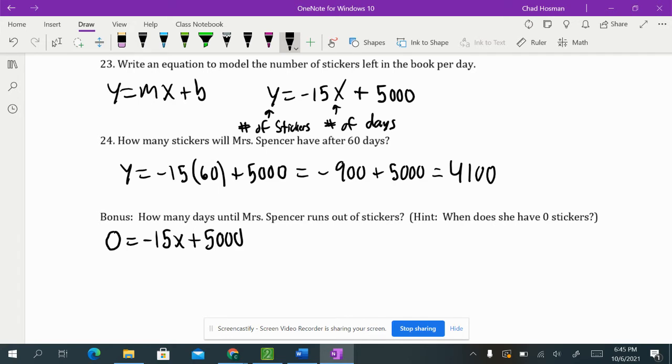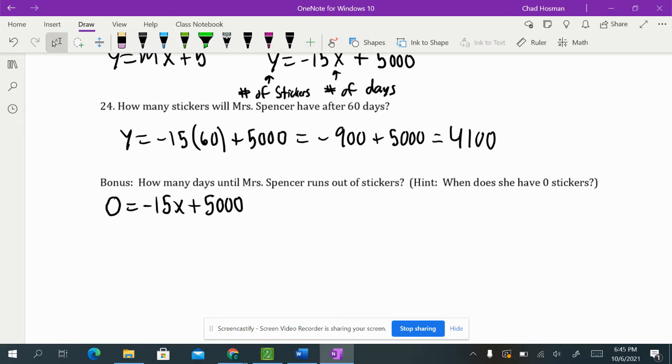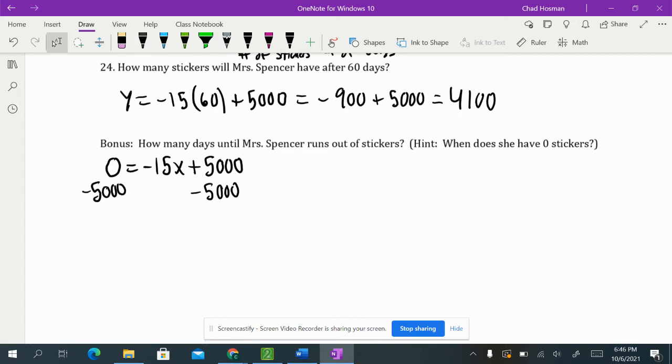All right, and there's a couple ways you can do this. You could always guess and check. You can start plugging in numbers for x and see what you get until you get 0. Or we can solve this equation for x. Right, and what that means is that I want to move the numbers around this equation so that I can get x all by itself. And I can start by subtracting both sides by 5,000. Because if I subtract it from one side, I have to subtract it from the other. And that would give me one step closer to getting x by itself. Right, so I subtract 5,000 on both sides. I get negative 5,000 is equal to negative 15x.